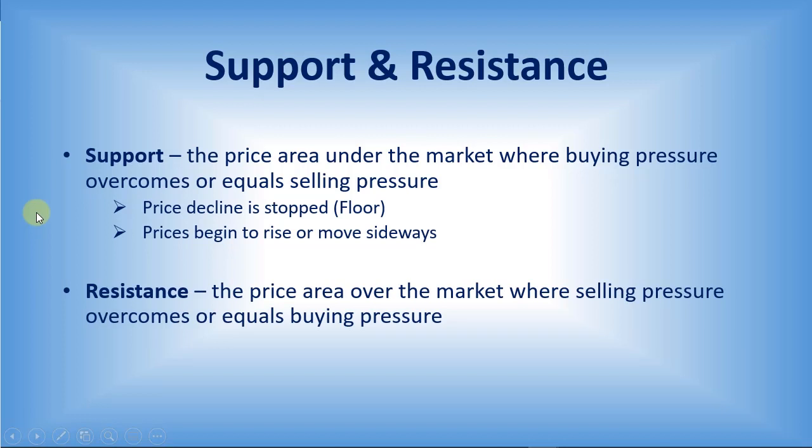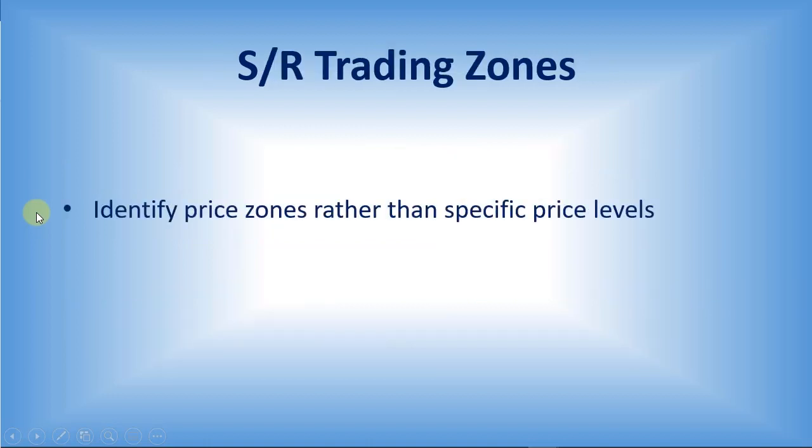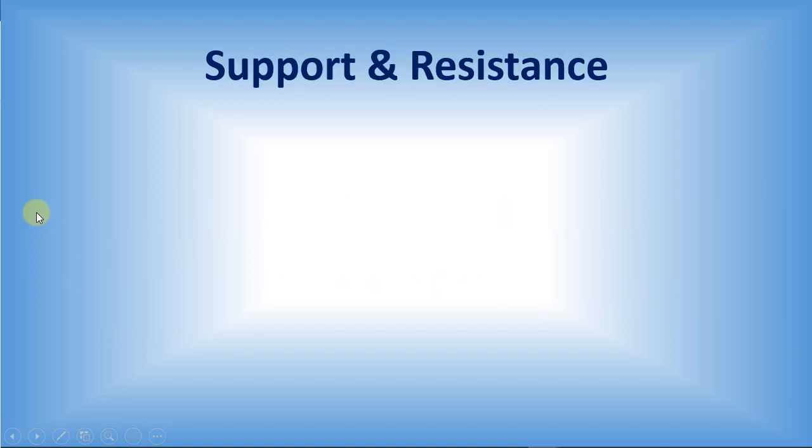Resistance is the price area over the market where selling pressure overcomes or equals buying pressure. It's where supply is deemed strong enough to resist the stock from rising any further. When price reaches resistance, it begins to fall or move sideways. A key point here is that support and resistance are more so zones than specific price levels. And successful retests indicate the strength of the support and resistance zones.